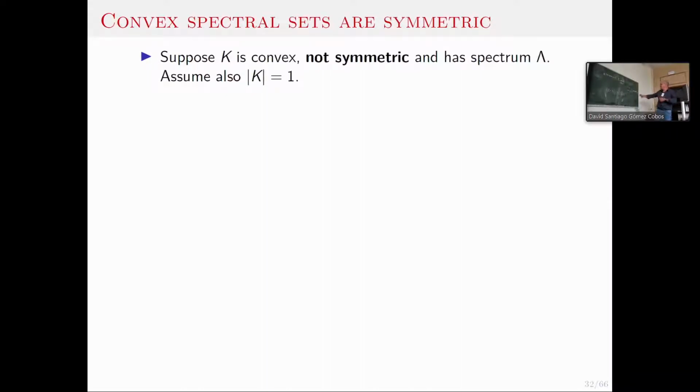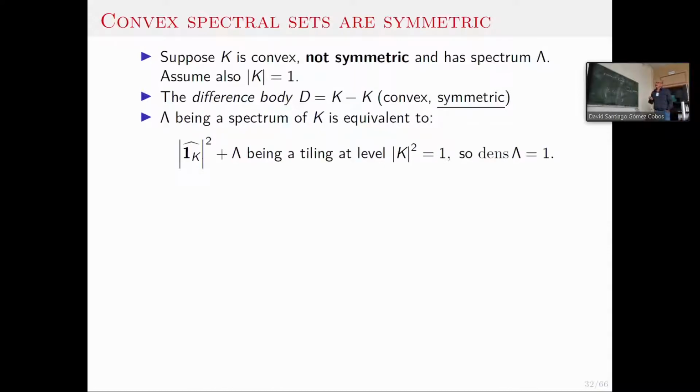Now let me come to the main result, this one. So suppose we have a convex body which is not symmetric and has spectrum lambda. And let's assume for simplicity that K has volume 1. Okay? So the difference body I call here D, which is convex and symmetric, as I explained here. Now, suppose lambda is a spectrum. This is equivalent to this being a tiling at level K squared, which is 1. So this is a tiling at level 1. Spectrality is equivalent to a tiling condition, as we showed last hour.